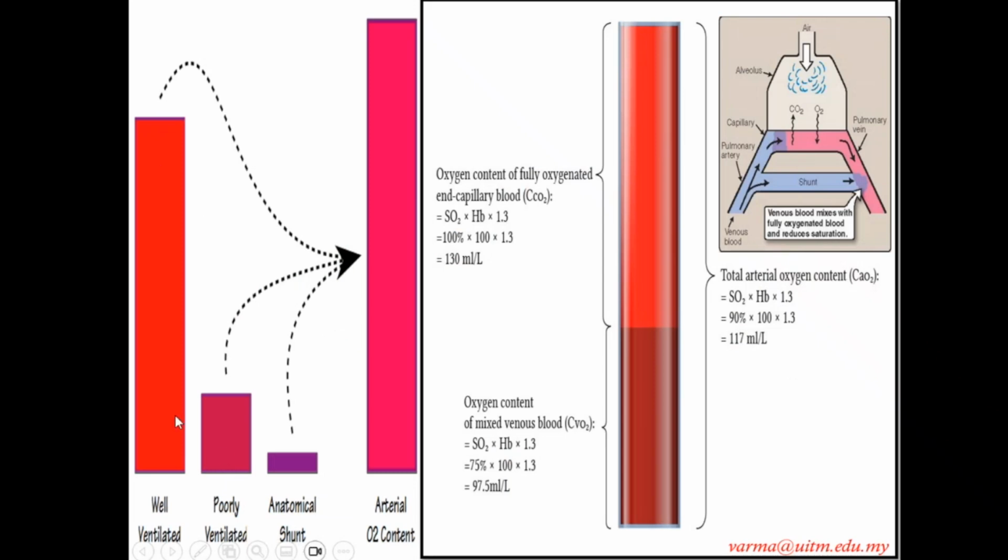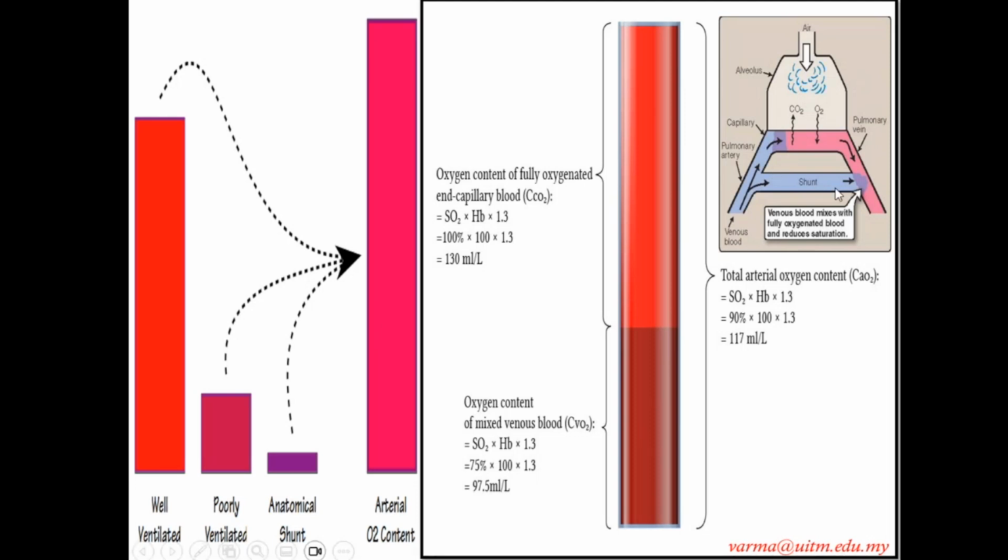Well-ventilated alveoli, of course, contain a high oxygen content. A partially ventilated one will have a reduced degree of oxygen. Anatomical shunt will not have any increased oxygen content. Thus, they all contribute to the final oxygen content in the artery, which is the pulmonary vein, the arterial system that goes back to your left side of the heart.